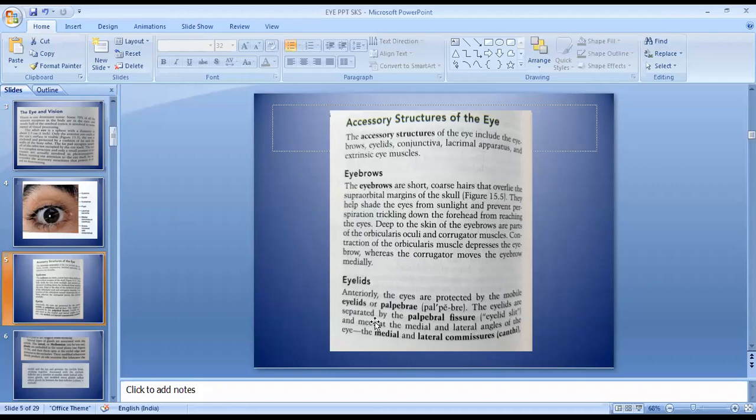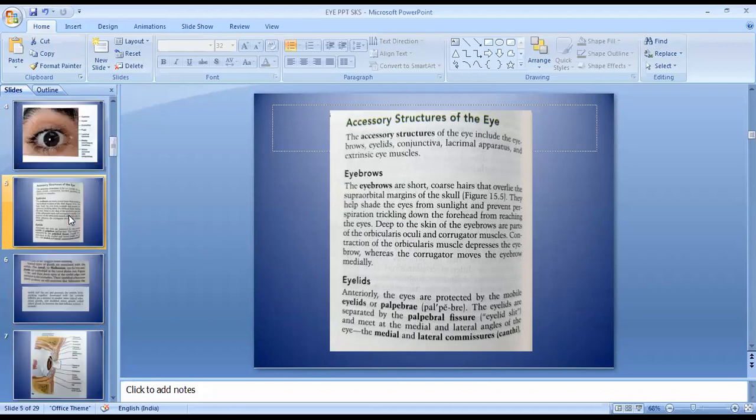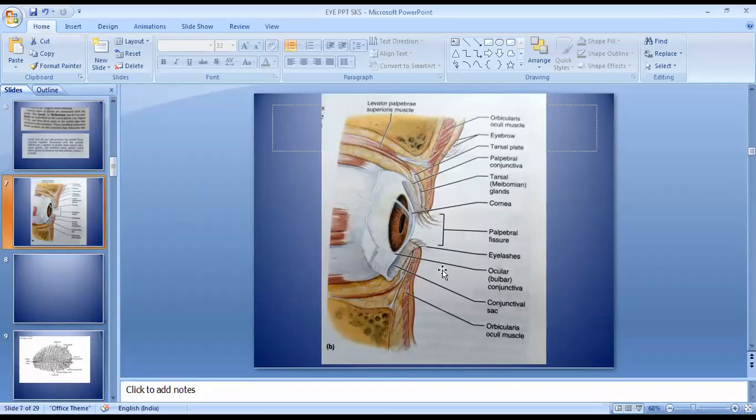And eyelids. Anteriorly, the eyes are protected by the mobile eyelids. The eyelids are separated by the palpebral fissure, the eyelid slit, which we see in the picture here. So this is a palpebral fissure. This is the eyelid. These are two eyelids, and they protect the anterior part of the eye.